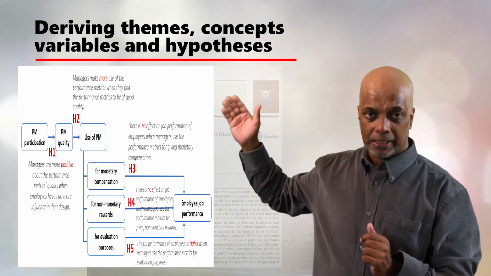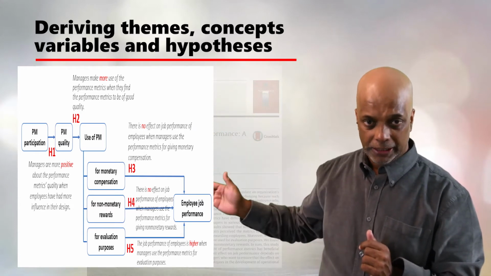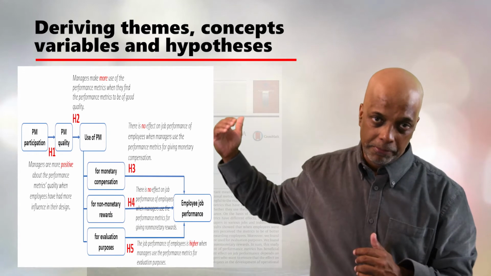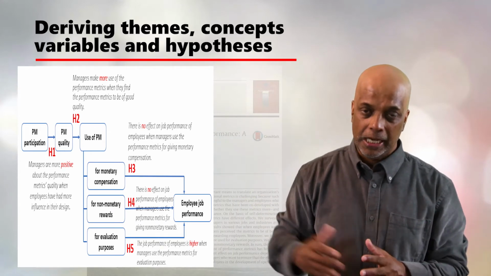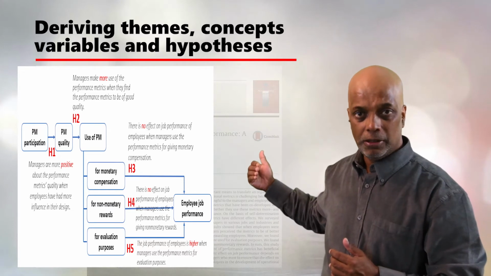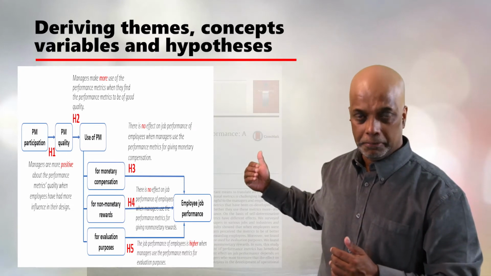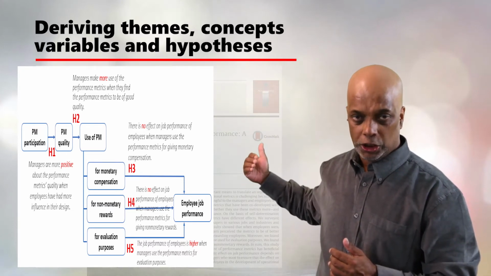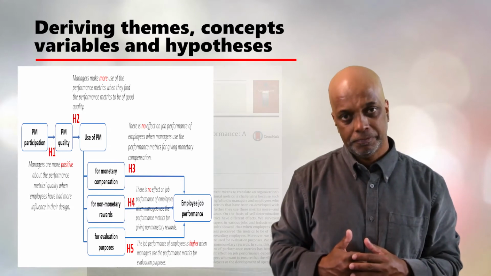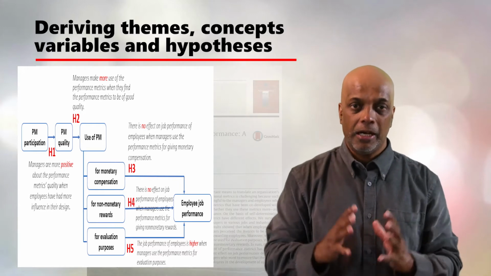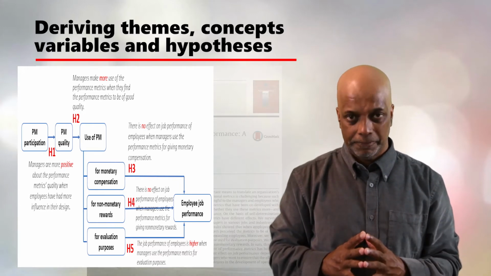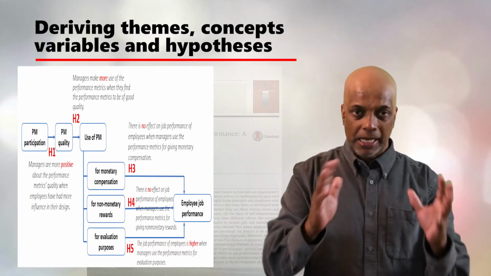Then they understand there are 3 different ways a performance metrics can be used, according to the existing literature. And then finally, they have the big dependent variable, employee job performance. So this is the manner in which they conceptualize their analytical survey, the variables and the causalities.